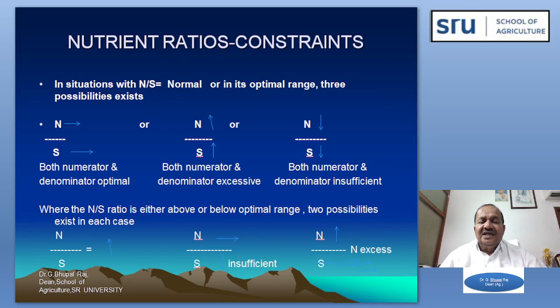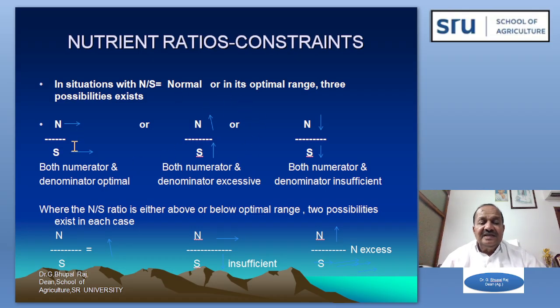So I told you about nutrient ratios and constants in situations with nitrogen and sulfur. For example, in the normal or optimal range, there are also three possibilities. For example, nitrogen is normal, sulfur is normal, and one ratio is there. Suppose nitrogen is excess and sulfur is excess also, the same ratio may come. If nitrogen is deficient and sulfur is deficient also, the same ratio may come. So it will not reflect whether particular nutrients are sufficient or deficient, even when taking the ratios into consideration.